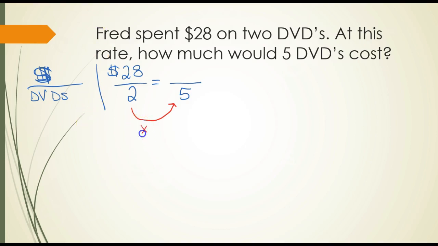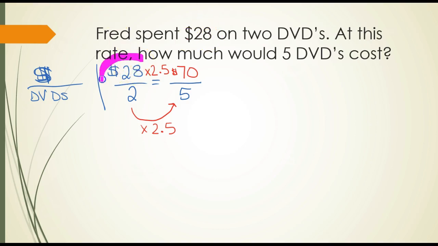So that means I multiply it by 2.5. And so up here, we're going to do 2.5. So then 28 times 2.5 equals, good job, so it's going to be $70. So how much does 5 DVDs cost? It costs us $70.